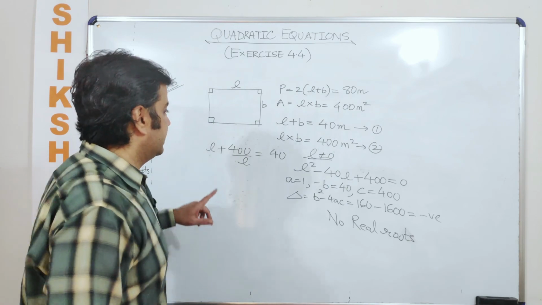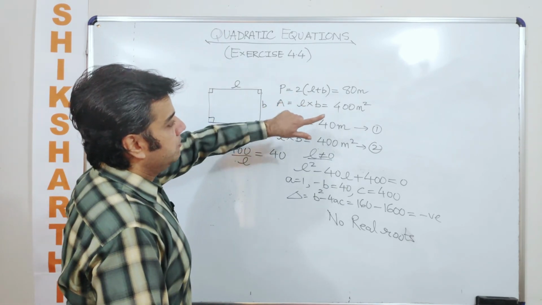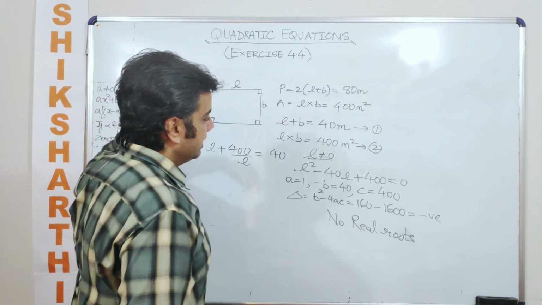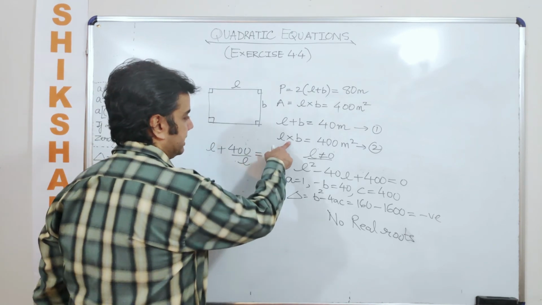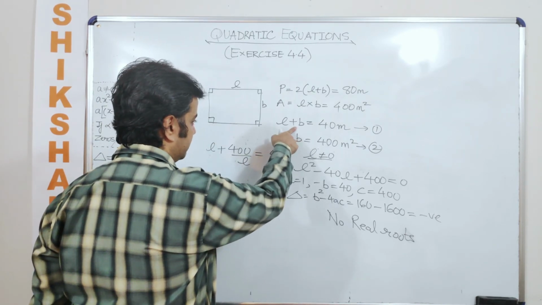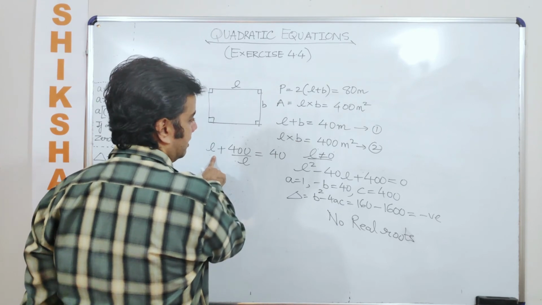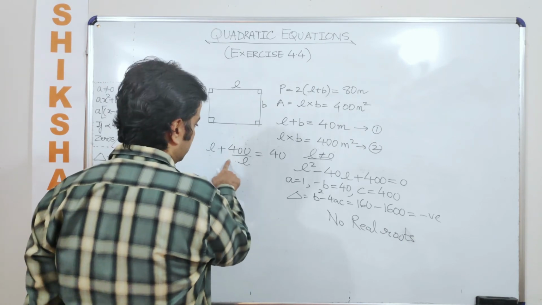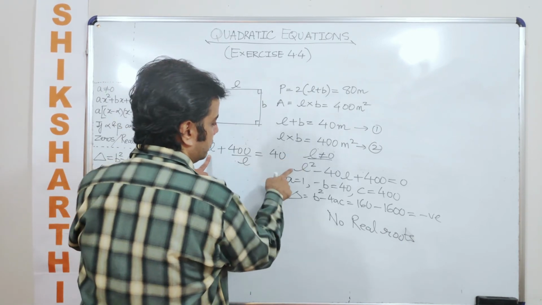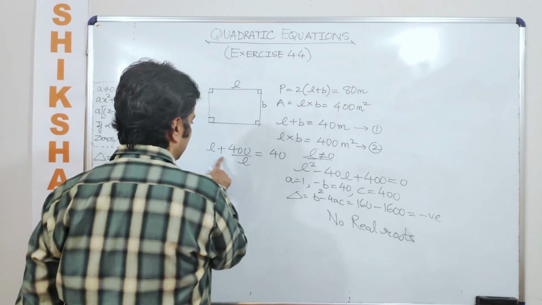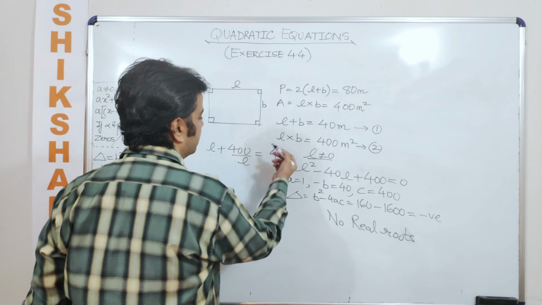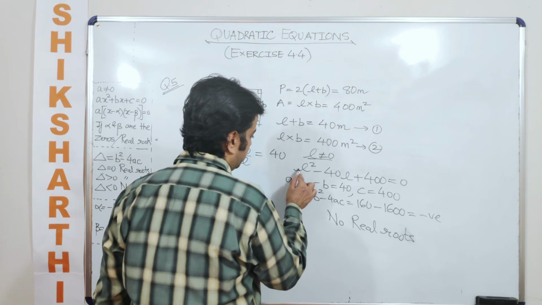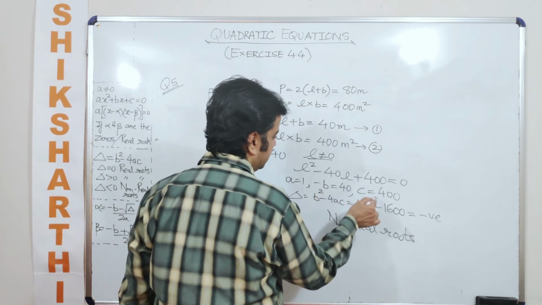But let us check our solution once again. So twice of (L plus B) was given to you as 80 meters and the area was given to you as 400 meters square. So L plus B comes out to be 40, L into B is 400. Now from the second equation, if I get the value of B from here, I can substitute it here, which is just like saying L plus 400 by L is equal to 40. Now make a quadratic equation given that L cannot be equal to 0. So L square plus 400 is equal to 40L, which is just like saying L square minus 40L plus 400 is equal to 0. So the coefficient A is 1, B is minus 40 and C is equal to 400.